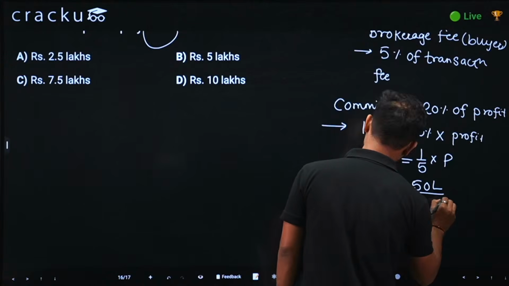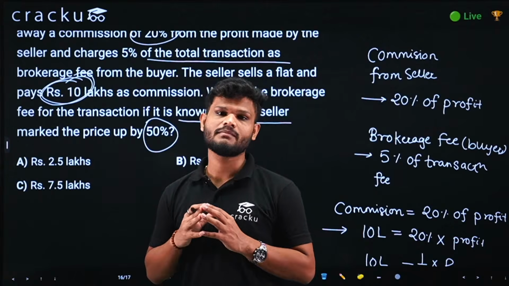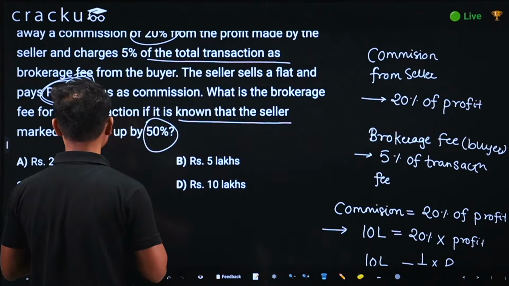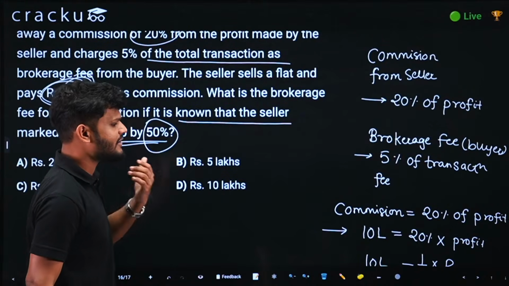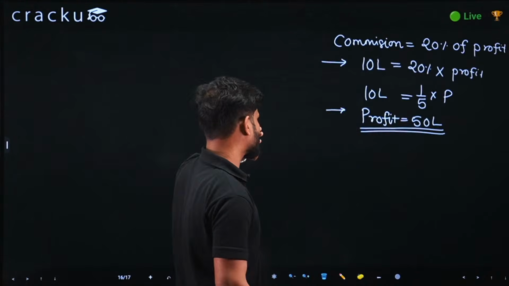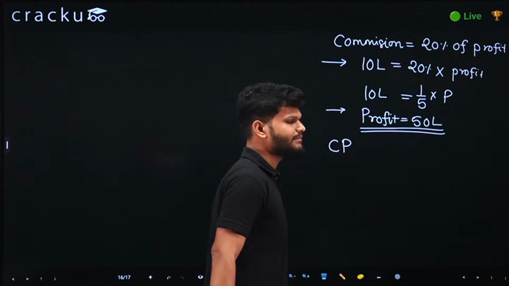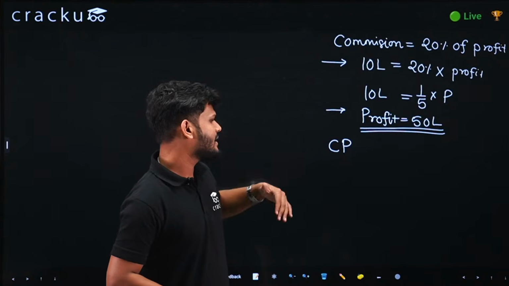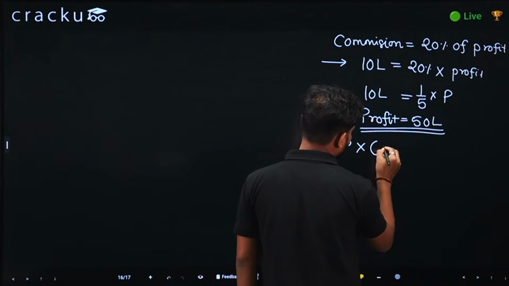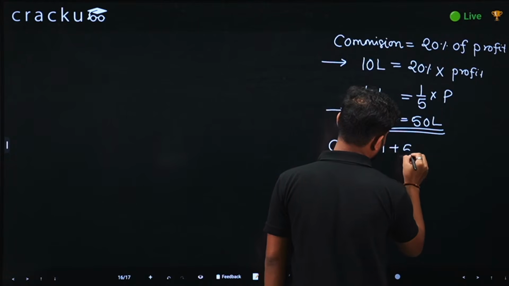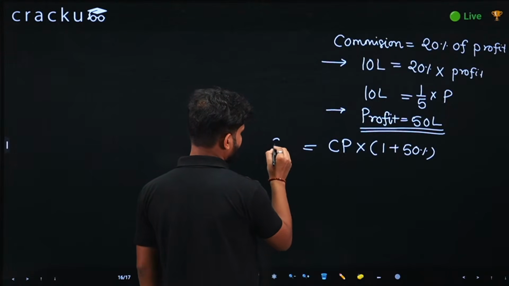Right? Now it is given, how did he earn the profit? How did the seller earn the profit? He earned the profit by marking up price by 50%. Okay? So let us say cost price is CP. He marked it up by 50%. 50% means extra 50%. So 1 plus 50%, this will be the total selling price.